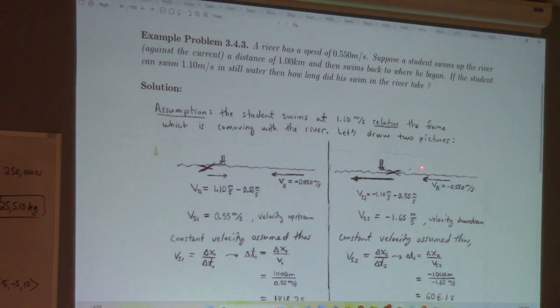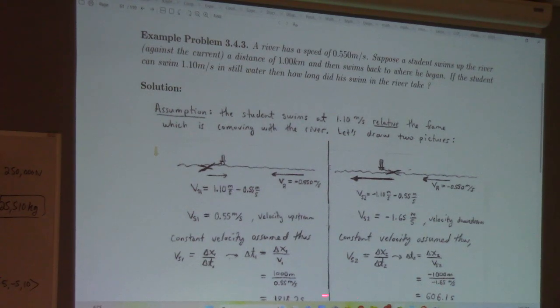Then he turns around and he swims back. On his way back, he's swimming with the current, right? Which means his effective speed relative to the bank is not just 1.1 meters per second. It's actually 1.65 meters per second. But I've had a minus here because we chose upstream to be the positive direction and downstream to be the negative direction. So that's his speed downward. And so how much time does that take? Well, that takes 606 seconds, a lot less time, right?